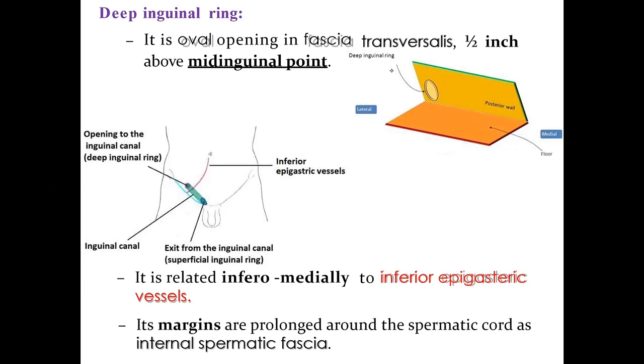Now, it is related inferior-medially to the inferior epigastric vessels. What is the clinical significance of this? I will inform you the clinical significance of the relationship between the inferior epigastric vessels and the deep ring. It's also important during herniorrhaphy. One, you use it to differentiate direct hernias and indirect hernias. When the hernia is lateral to the inferior epigastric vessels, it's an indirect hernia. When the hernia or the sac is medial to the inferior epigastric vessels, it's a direct hernia.